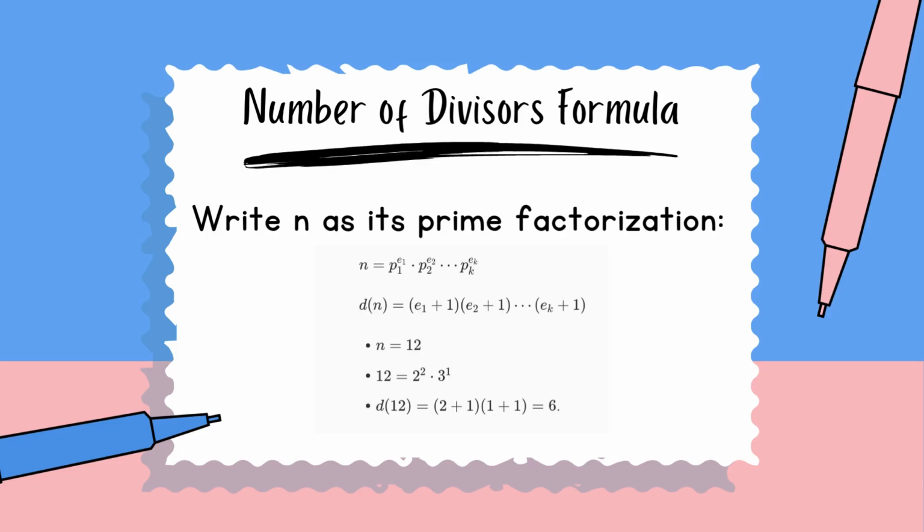For step 3, applying the formula to 12 equals 2 raised to 2 times 3, we calculate it. d of 12 equals 2 plus 1 times 1 plus 1, which is 3 times 2, equal to 6. So therefore, 12 has 6 divisors, which are 1, 2, 3, 4, 6, and 12.